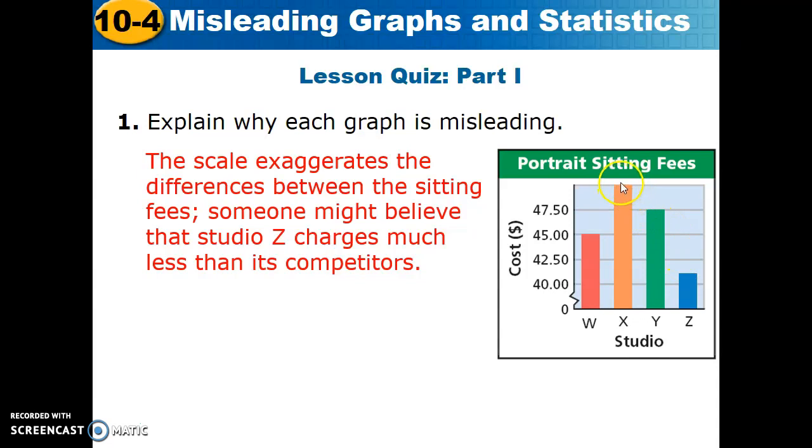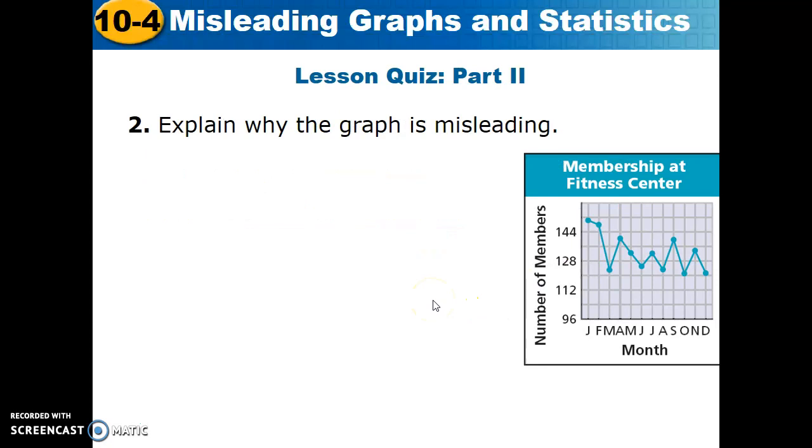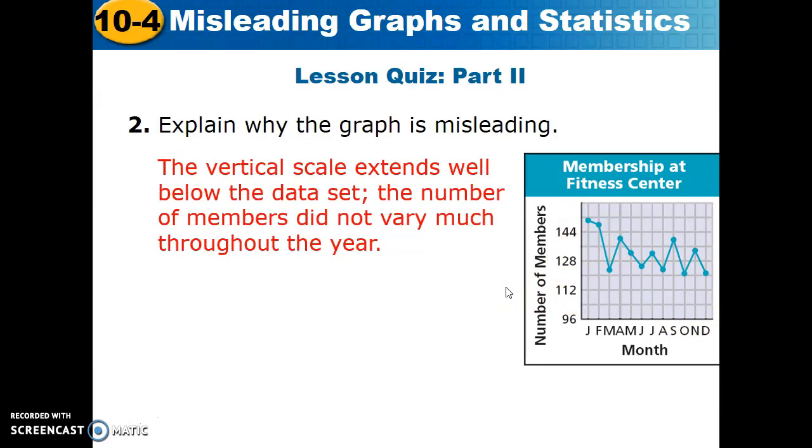41 probably about $7 less. Why would this graph be misleading? Membership at the fitness center. Well, we'd look at the vertical scale, we'd look over the months, and we might find something over here with the scale. It says the vertical scale extends well below the data set. The number of members did not vary much throughout the year.